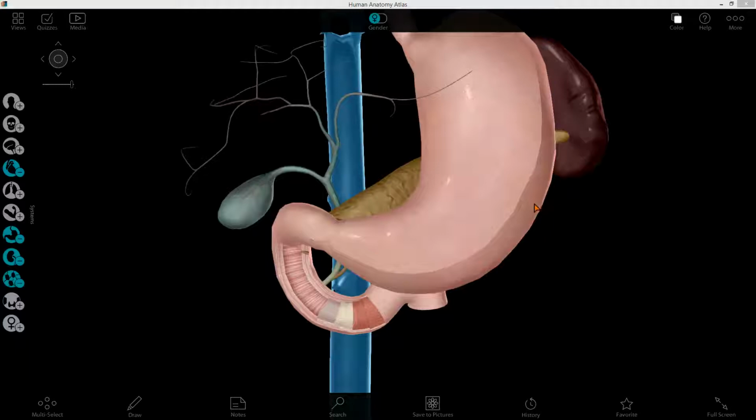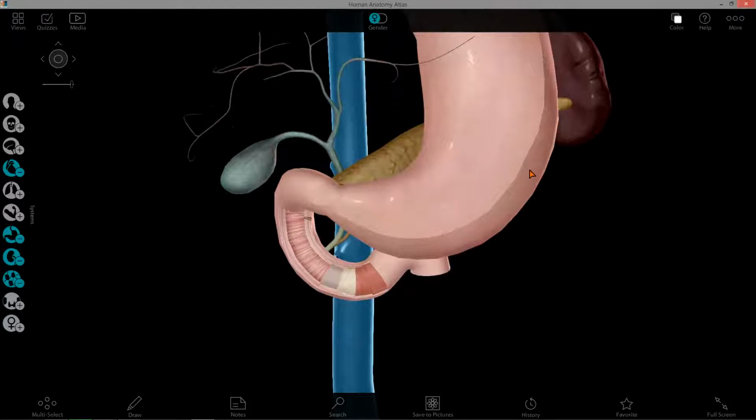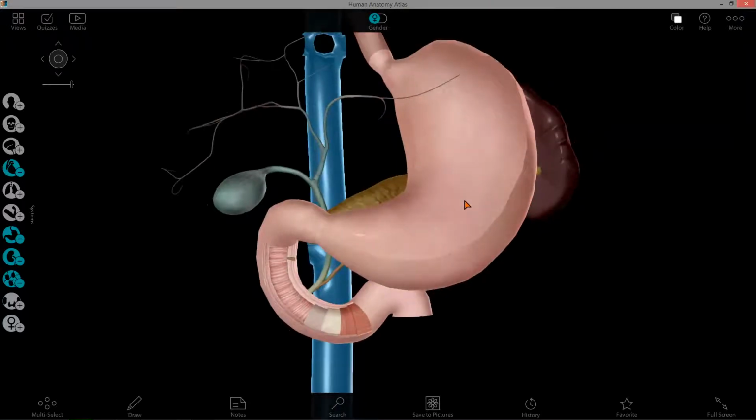The first thing that I want to look at today is the duodenum. So the duodenum is split into, as you may know, 4 parts: the superior, descending, horizontal, and ascending part, also known as the first, second, third, and fourth part, respectively.